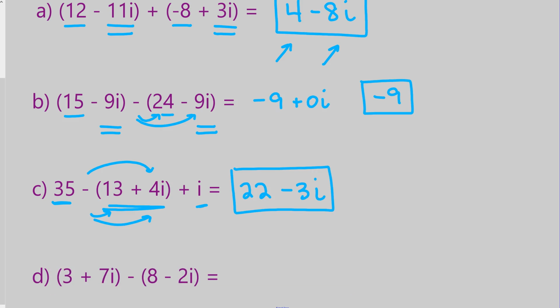One more for practice. Give this a try, and then you can check your answer. 3 minus 8 is negative 5. 7i minus negative 2i is positive 9i. So negative 5 plus 9i.